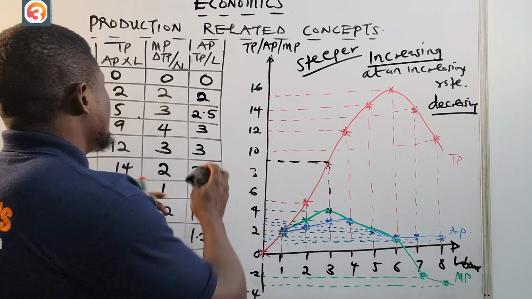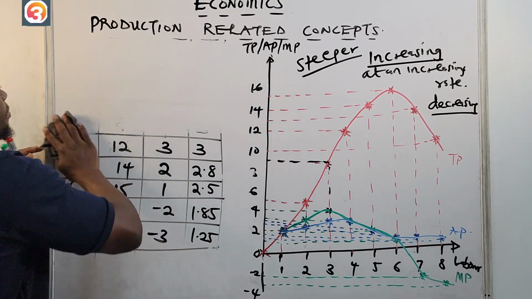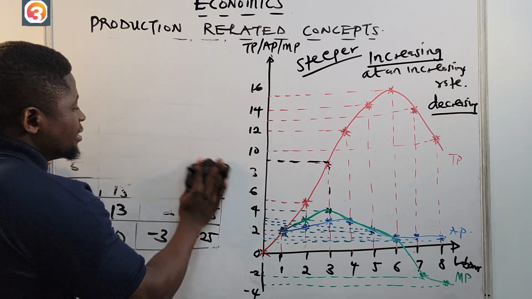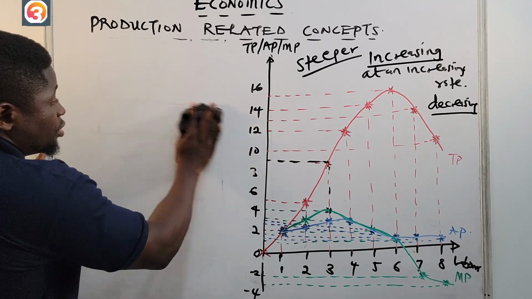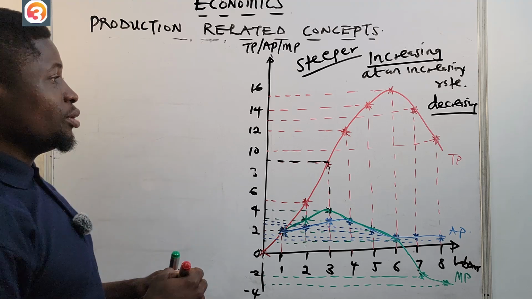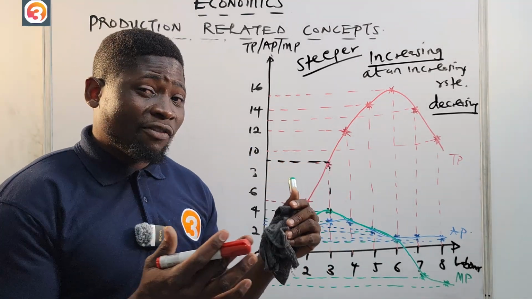So let us quickly write down relationships between MP and TP. Write them down in your books. The first thing you should note here is that, remember that these figures I just brought out from my head, all right.